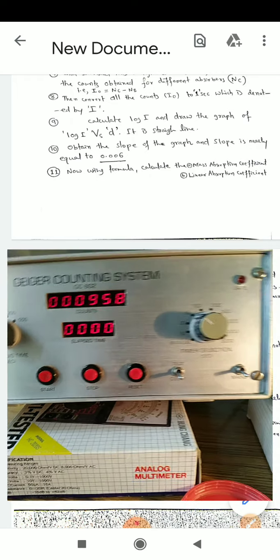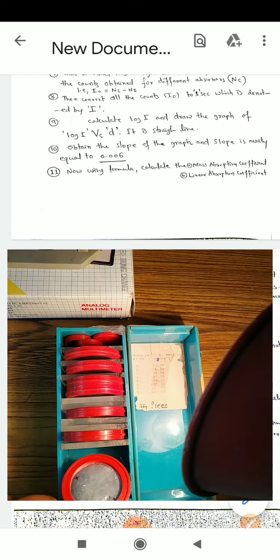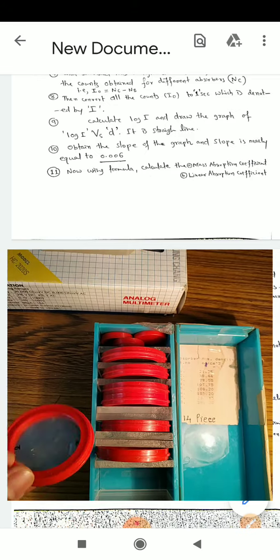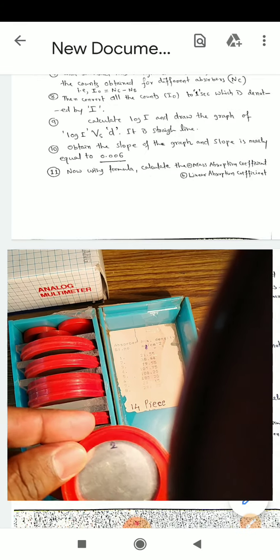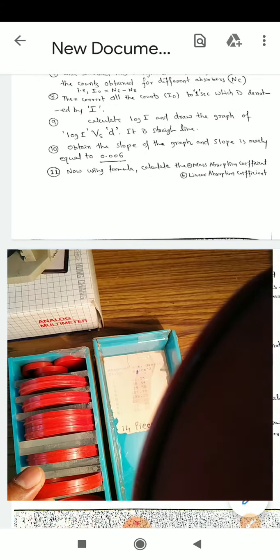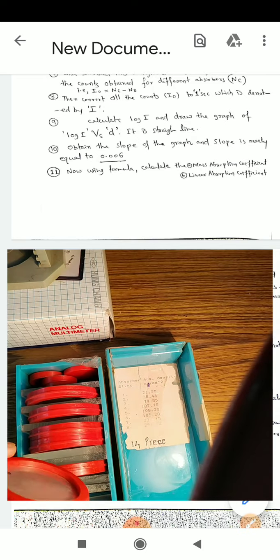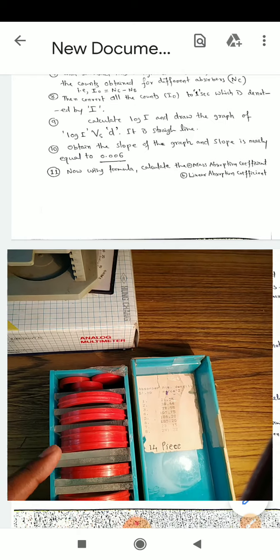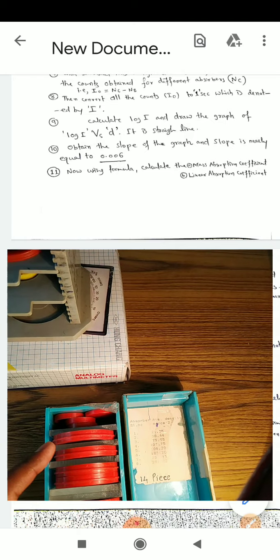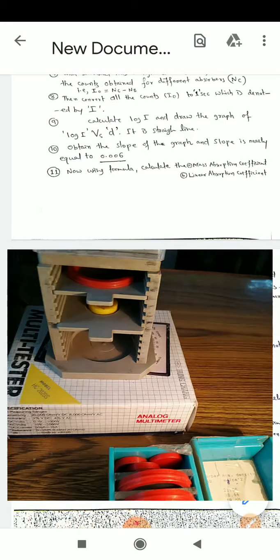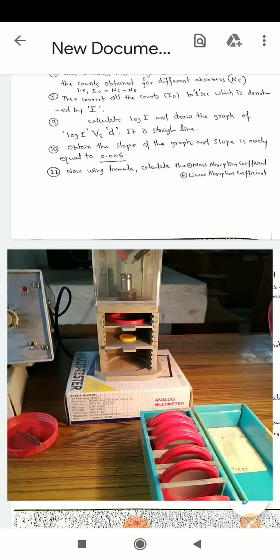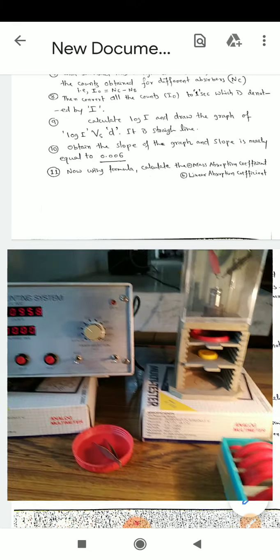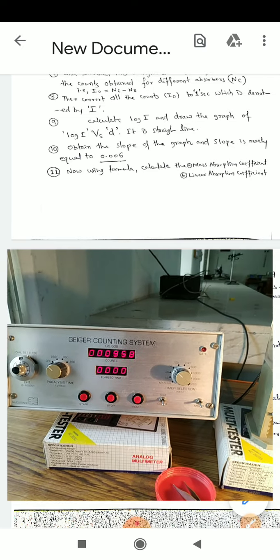Likewise for different absorbers: this is the second absorber, this is the third absorber, and this is the fourth, fifth, sixth, seventh, eighth. If you keep on changing the absorbers, the count rate should decrease.